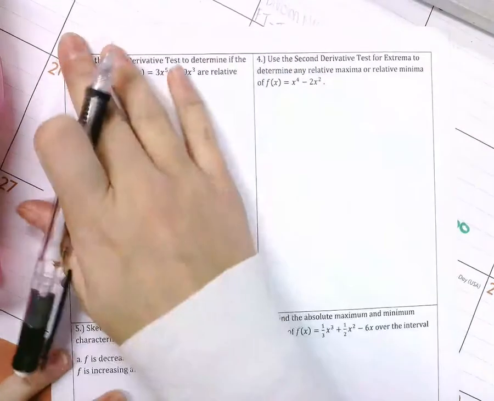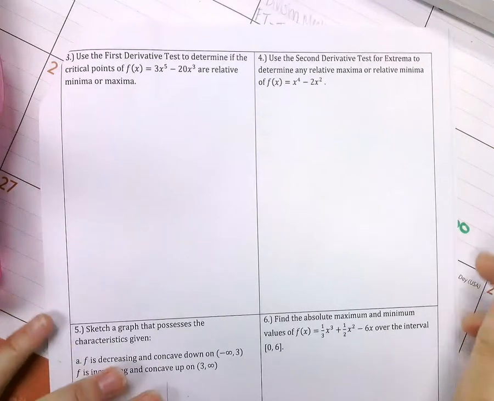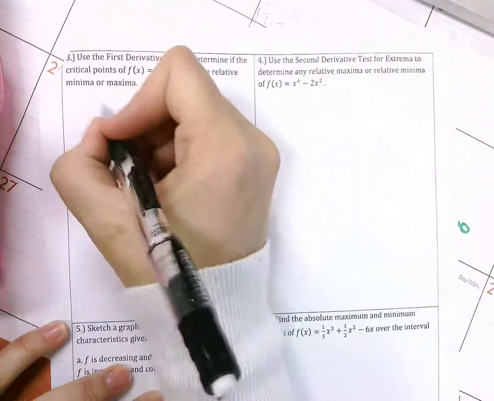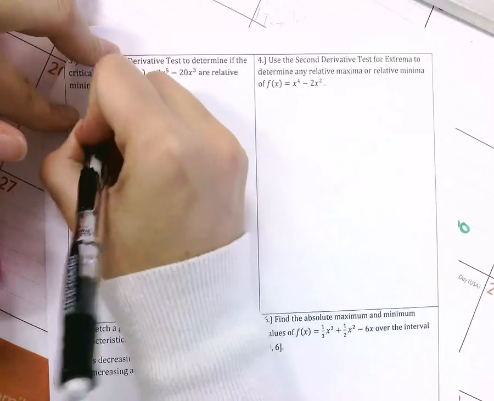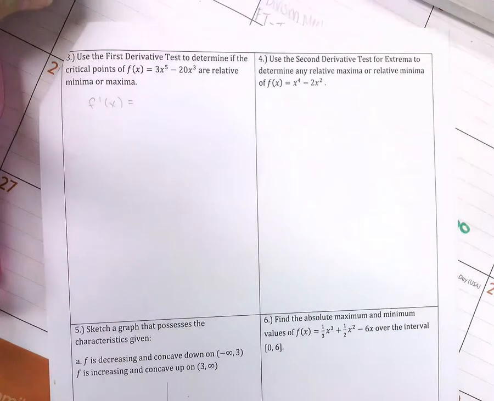So it says use the first derivative test to determine if the critical points are relative minima or maxima. So all you're doing is the first derivative and the test. And then you're going to identify them if they are. I like these. That looks fun. Yeah, those are fun. I put some of those on there.